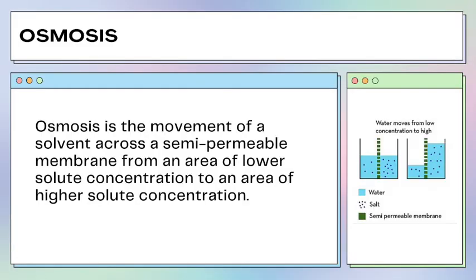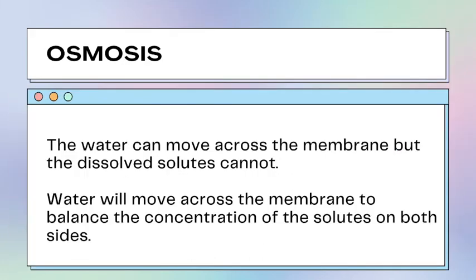To explain the mechanism behind the experiment, we have osmosis. Osmosis is the movement of a solvent across a semi-permeable membrane from an area of lower solute concentration to an area of higher solute concentration. So in the experiment, the water, which is the solvent, can move across the membrane, but the dissolved solutes, which are the sodium and chloride ions that form salt, cannot. So the water will move across the membrane to balance the concentration of the solutes on both sides.